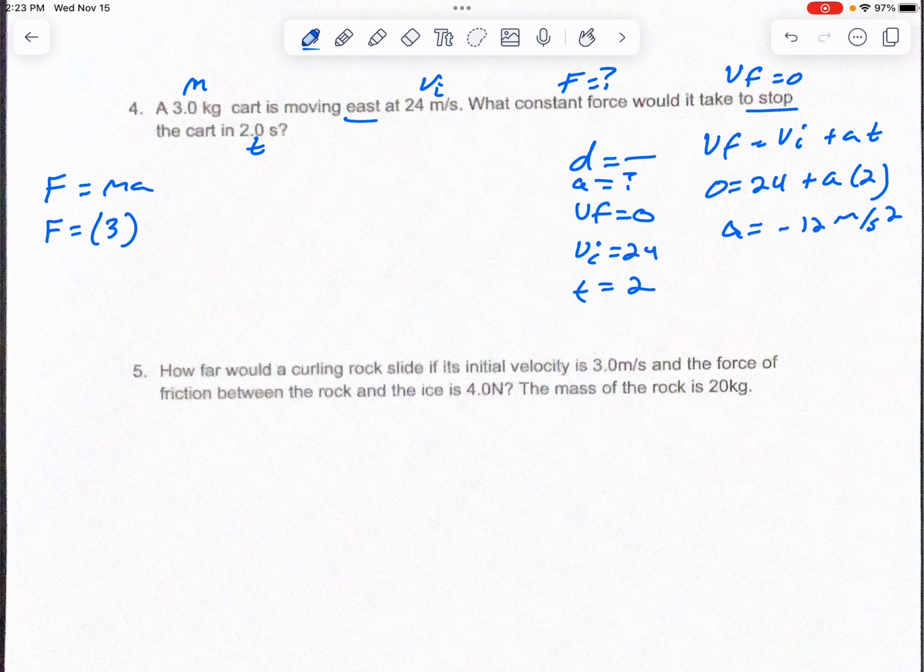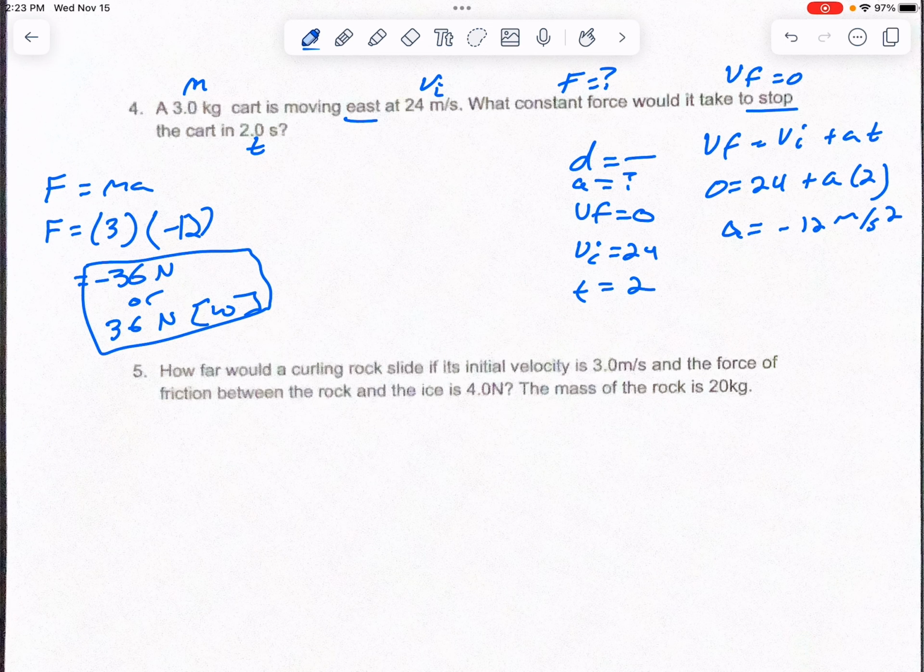Now that I have my A, I'm going to bring it over here. So 3 times negative 12, and I'm going to get negative 36 newtons. Or, since I gave you a direction, you could also say 36 newtons west. Either one would work in this situation.